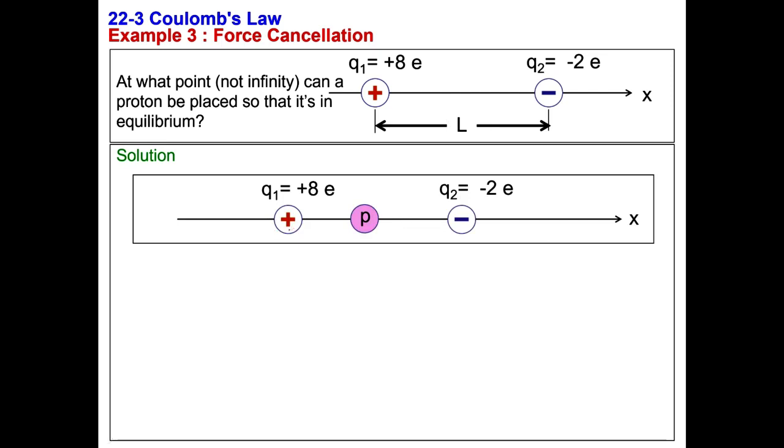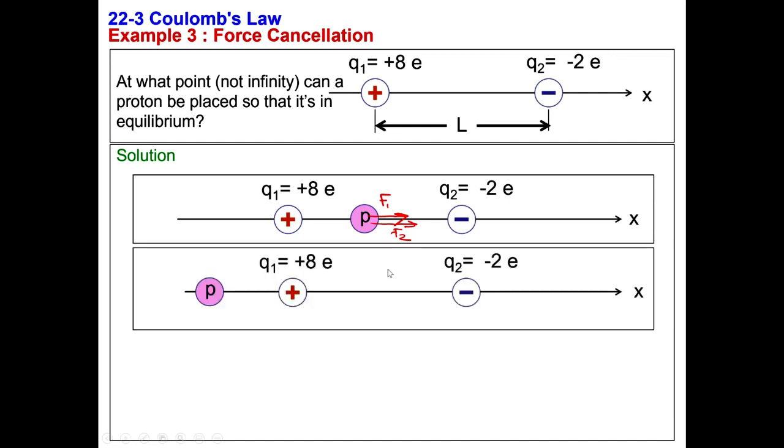Let's take the first situation. If we place the proton in the middle, let's draw the forces that are on this proton. This is positive and this is positive, so this force is going to be a repulsive force. Let's call it F1. The electron is negative and the proton is positive, so there will be an attractive force. They will attract each other. The second force is going to be F2. They cannot cancel in this case. Clearly, they cannot cancel if we place the proton between the 2 charges.